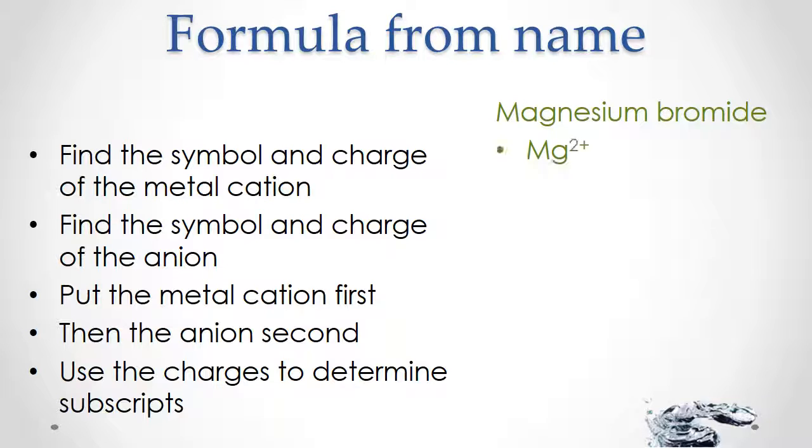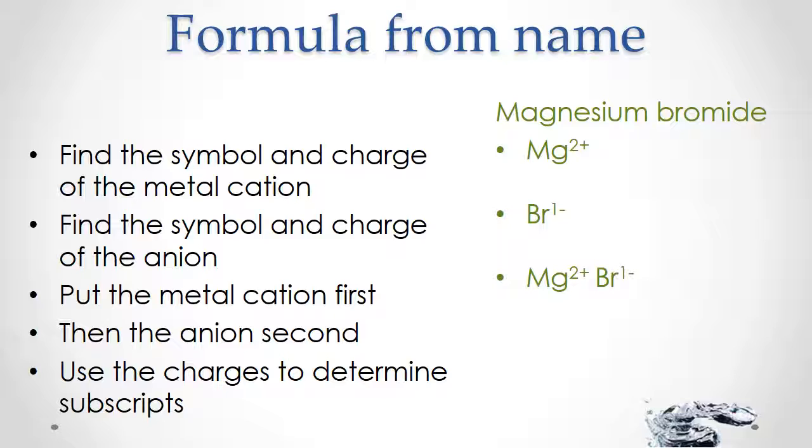The symbol for the cation is Mg. The charge is going to be 2 plus because it's a group 2 element. Bromide is going to have the symbol Br. And it's going to have a 1 minus charge. We typically don't indicate the 1 when we write the charge, but it's alright if you want to put the 1 just to signify that you have the 1 minus charge. Now, when we put these two together, we're going to put the metal first. So we're going to have Mg2 plus and then Br 1 minus.